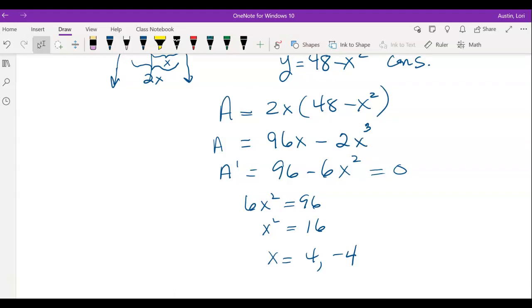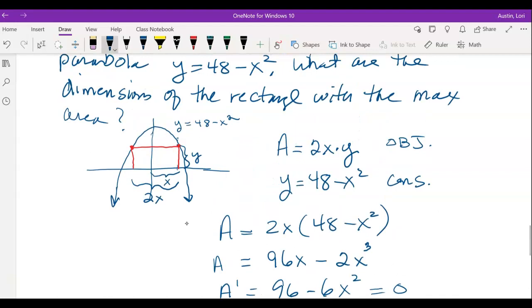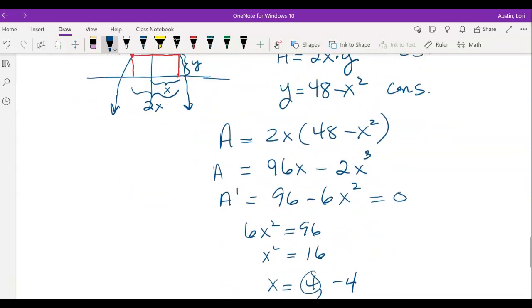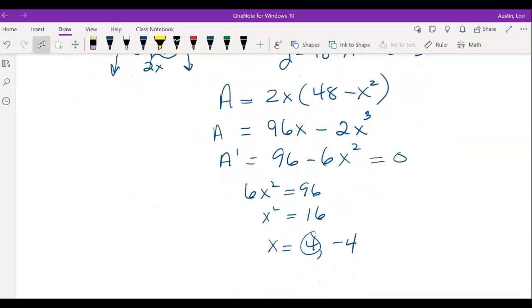We can figure out the base of that rectangle now. We're going to use the 4. Just use the 4 is fine. But I think everyone could tell me this rectangle is going to be 8 units long, correct? So if x is 4, what's y? It doesn't matter. You can use 4 or negative 4, right? Because no matter what, when you go to plug it in, it gets squared. It's going to be the same thing. What is y now? Y equals 48 minus x squared, which equals 48 minus 16. Doesn't matter if you plug in the 4 or the negative 4. 32.